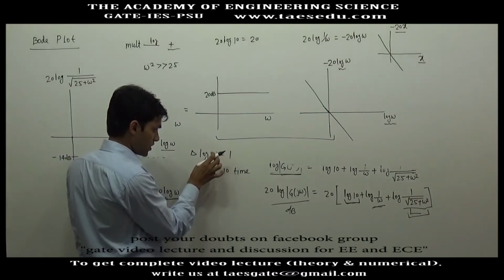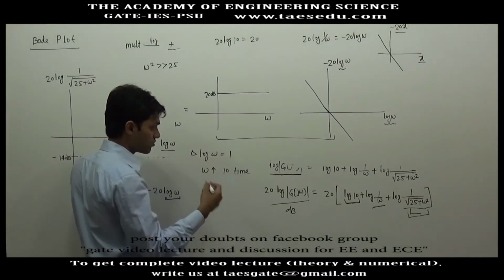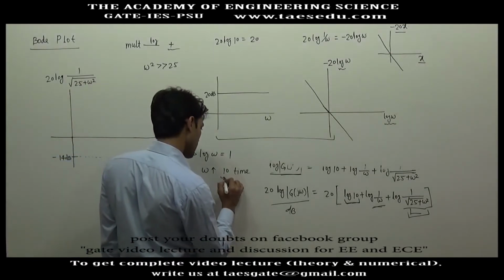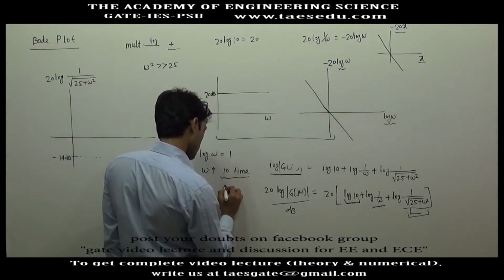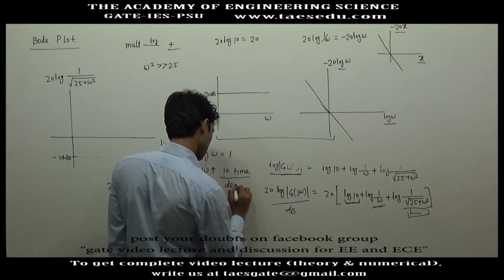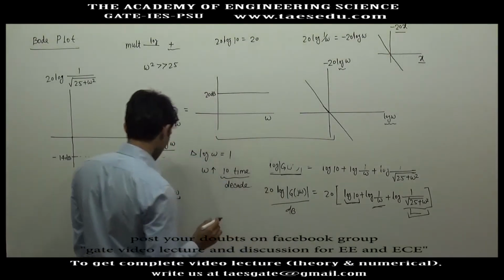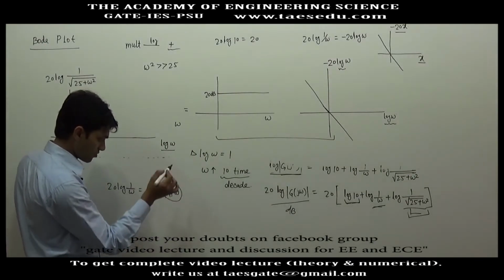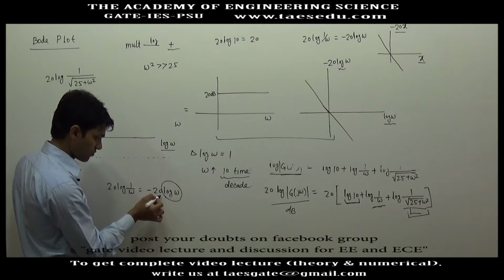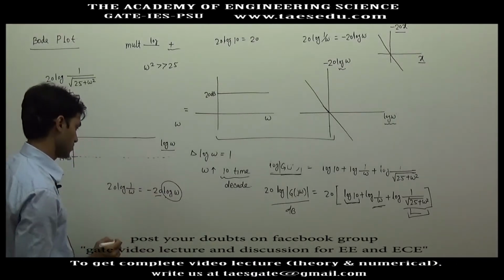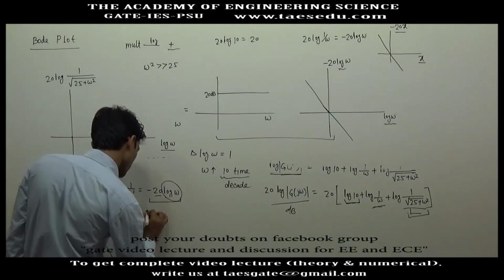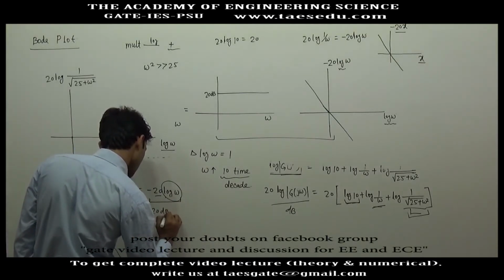So to get 1 unit change in log omega, we need to increase omega 10 times. Increasing omega 10 times is called moving 1 decade. So if you move 1 decade, the change in log omega will be 1 unit, and you will have a decrease of minus 20 dB. So if I ask what is the slope of this graph? The slope will be minus 20 dB.